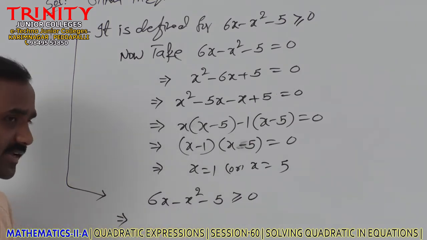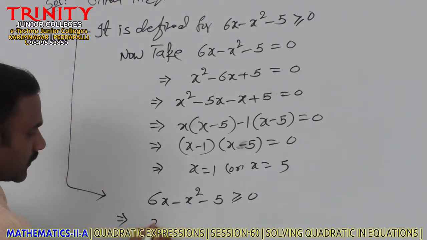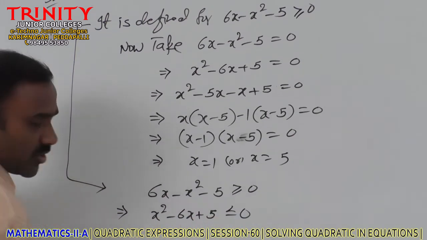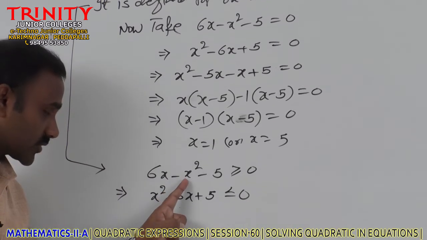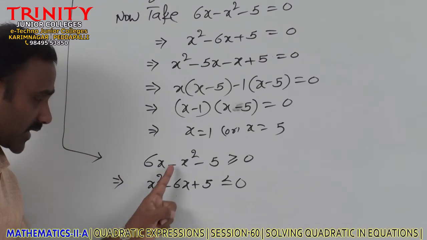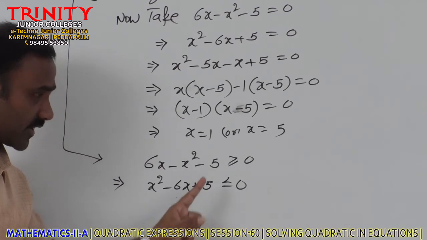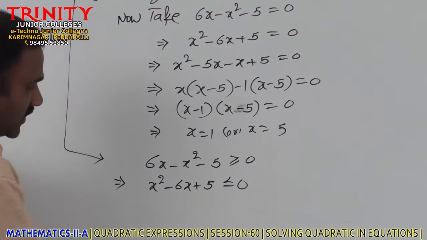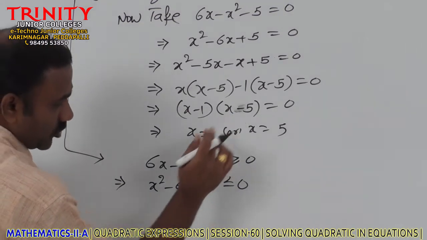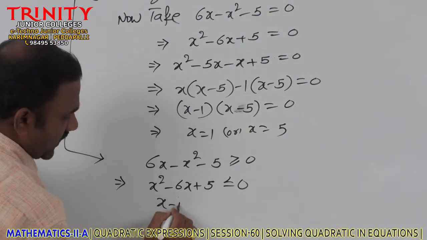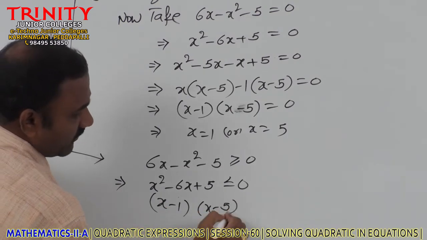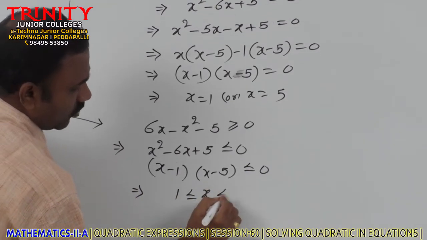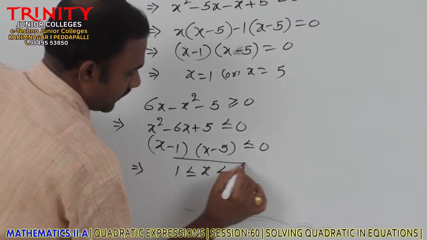Therefore, this can be expressed as x² − 6x + 5 ≤ 0. Always the coefficient of x² should be positive. That's why we take minus as common: −(x² − 6x + 5). While multiplying by minus, the greater than becomes a less than. x² − 6x + 5 ≤ 0. Here we got the factors (x − 1)(x − 5) ≤ 0. Therefore, 1 ≤ x ≤ 5.